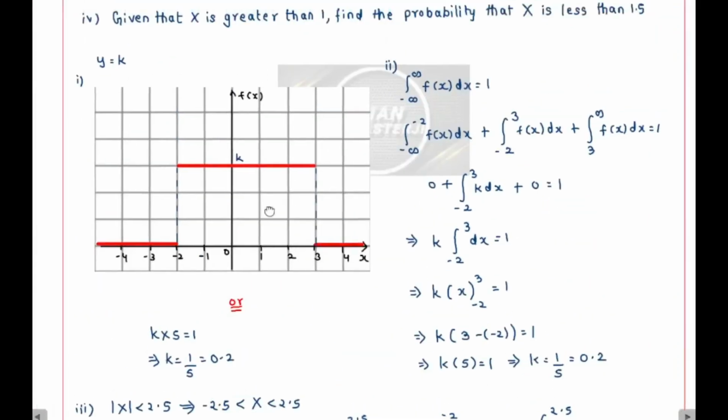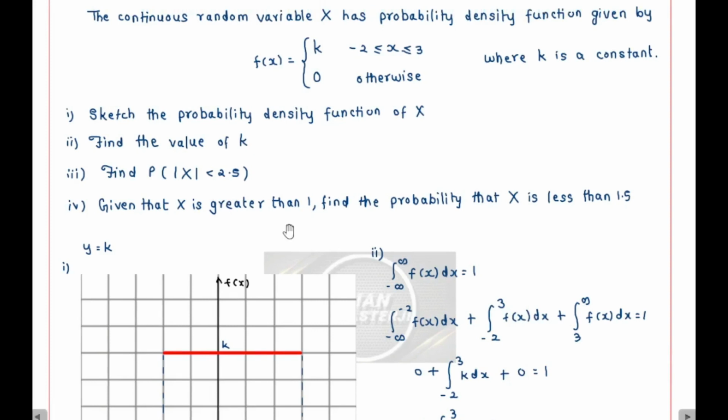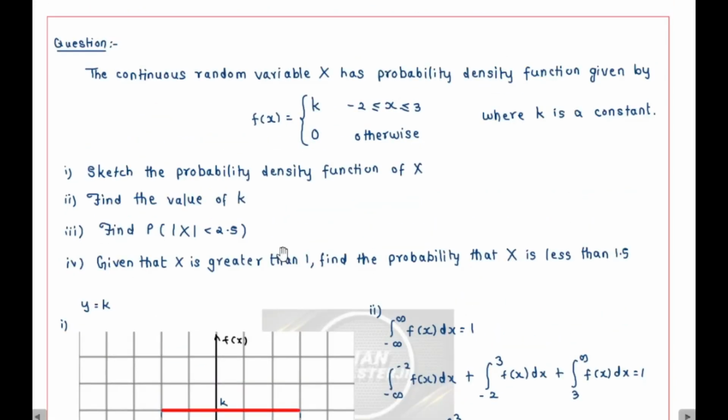And with this, we come to an end to this particular question also.